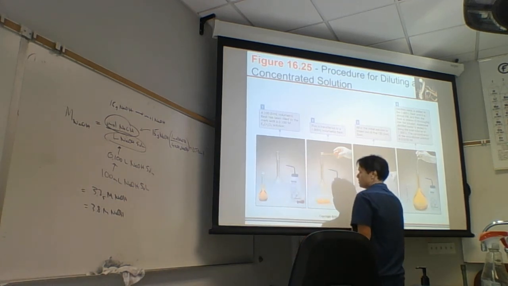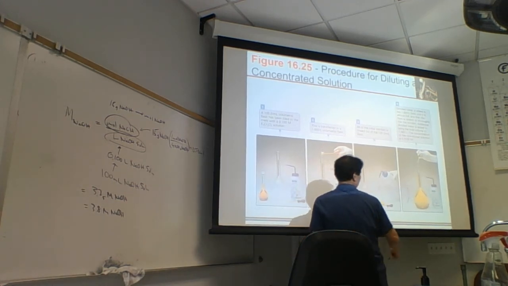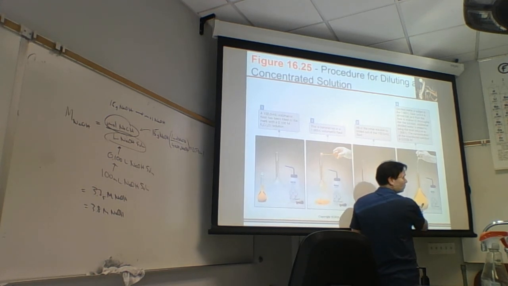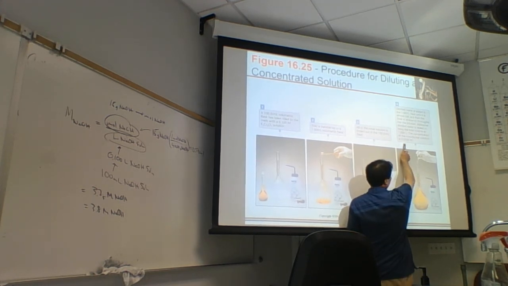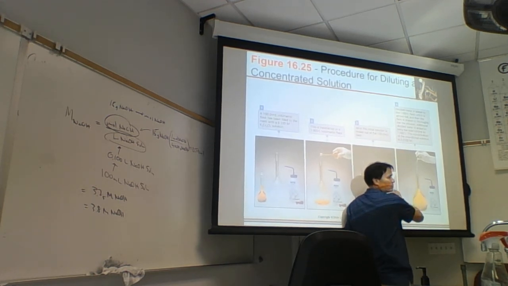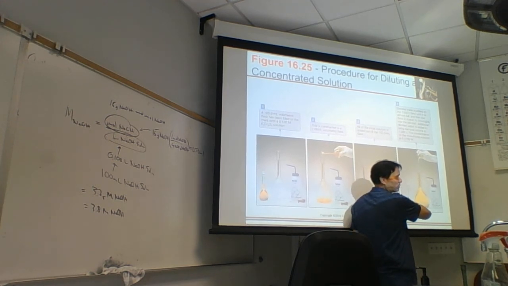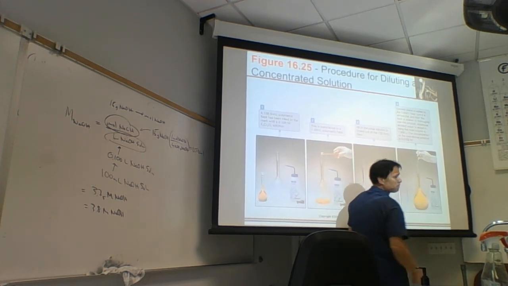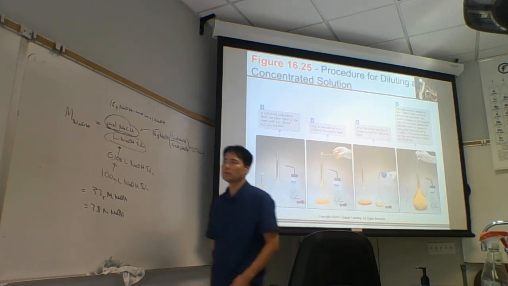Well, if the concentration over here was 0.1, then this concentration will be 0.01. And so it's 0.01 molar here, and it's 0.1 molar there. Does that make sense? And so that's a 1 to 10 dilution.